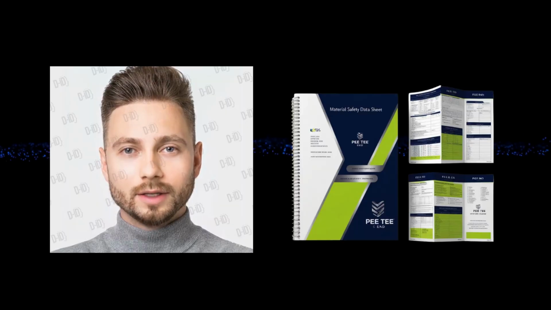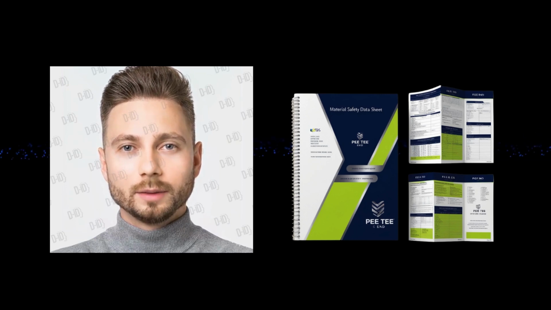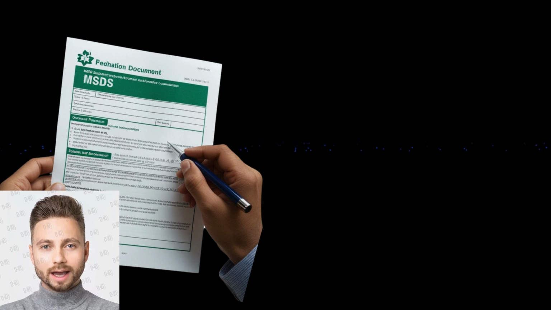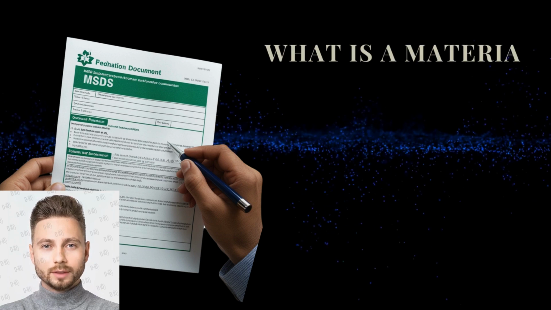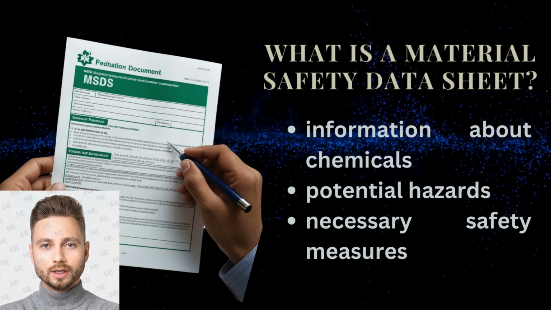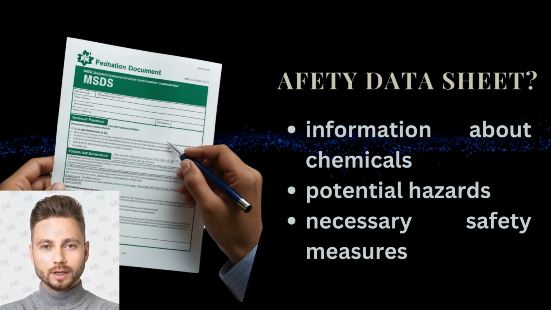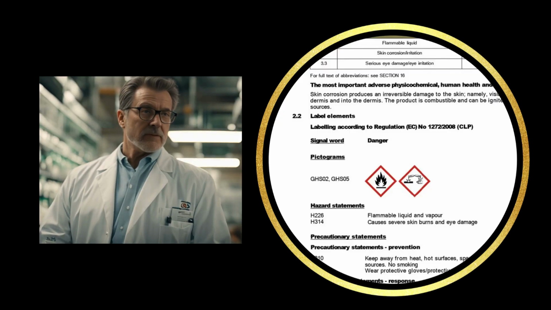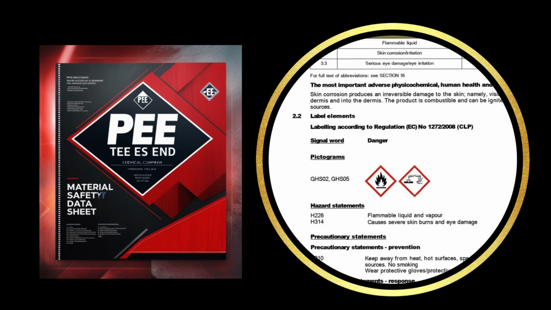Welcome. In this video, we will guide you on how to read and understand a Material Safety Data Sheet, or MSDS. An MSDS is a crucial document that provides detailed information about chemicals, including potential hazards and necessary safety measures. How to read a Material Safety Data Sheet, MSDS.